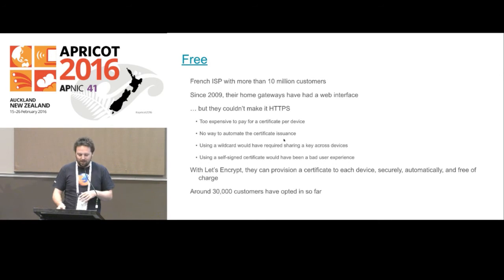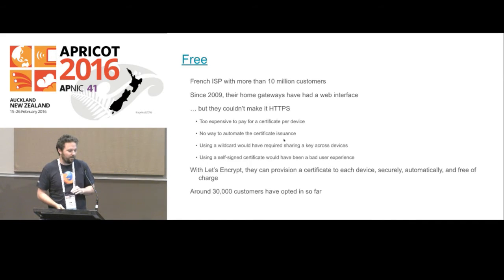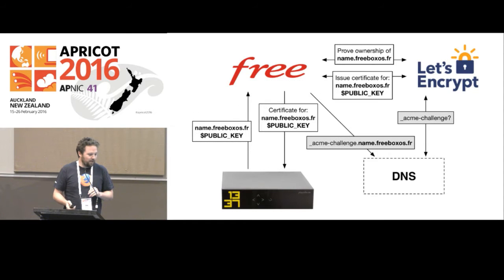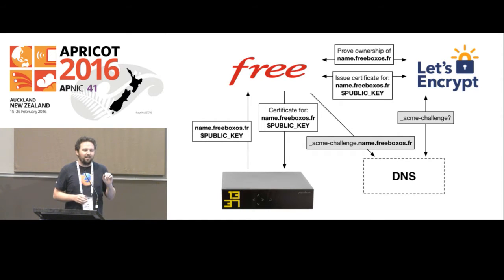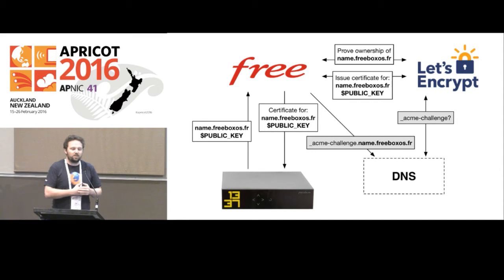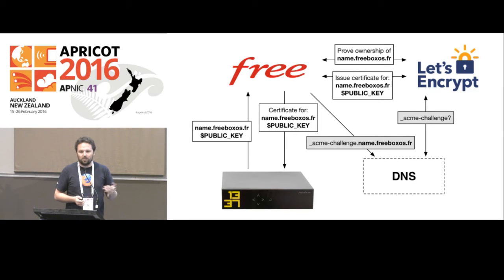But with Let's Encrypt, Free.fr were able to implement SSL on their shipped gateways. So how did they do that? What they did was to ship a router with a public key, a key pair unique to the device. So every device that came off their factory line ships with a new key pair. When that device is turned on and it connects back to the access, the user chooses a username, and that becomes the domain name for their home router, basically, or their gateway.